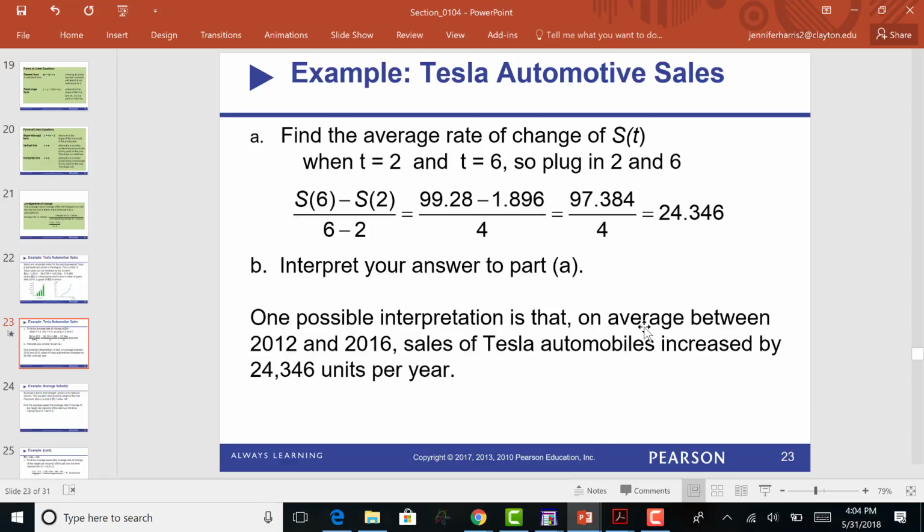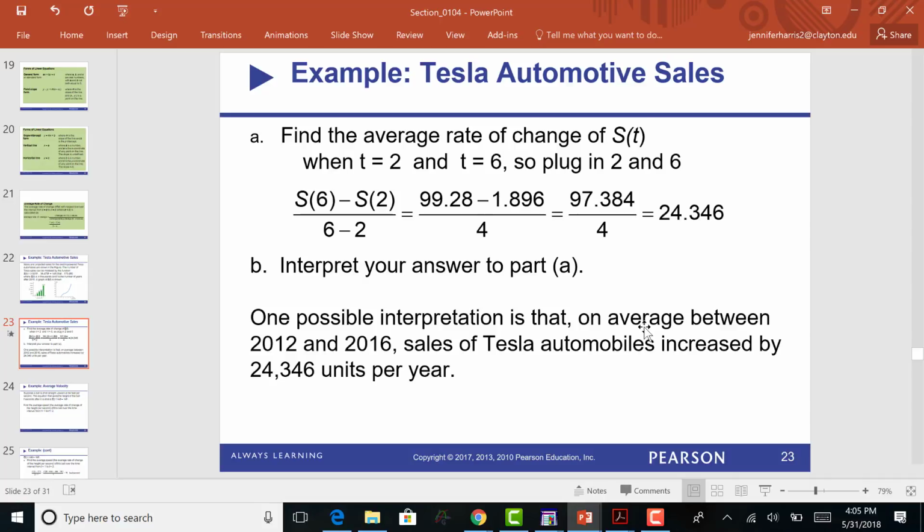All right, here we go. It says find the average rate of change. When you see the word rate of change, what should pop into your mind? Slope should pop into your mind. It wants you to find the average rate of change of sales. S of T is always sales of the Teslas when T is equal to 2 and T equal to 6.